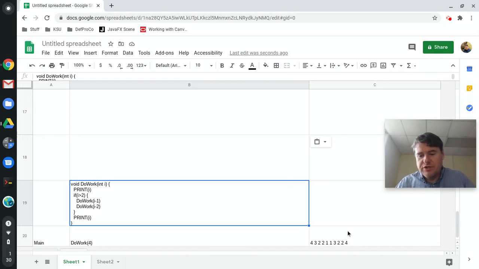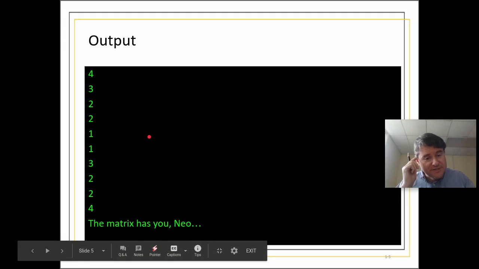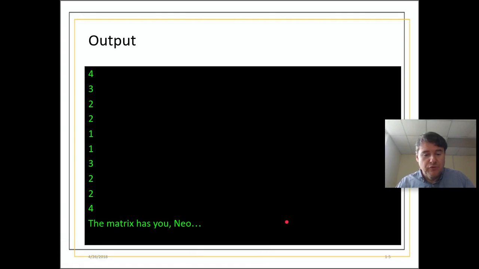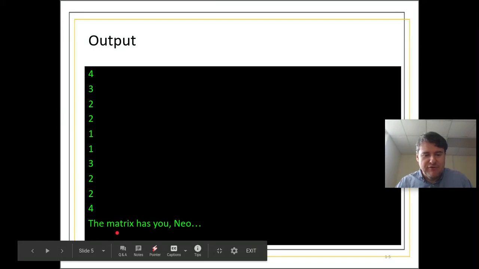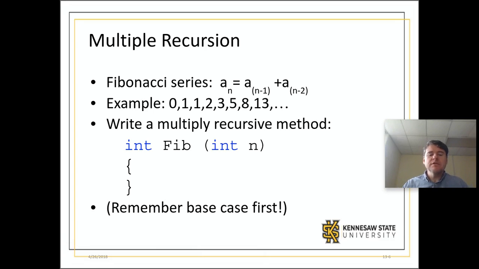All right, so 4, 3, 2, 2, 1. If we go on to our next slide, 4, 3, 2, 2, 1, 1, 3, 2, 2, 4. Yay, we got the right answer. And then, of course, we have a very clever slide, the matrix has Unio. Somebody was having a lot of fun writing this slide. All right, so that is how you would go about tracing something. Let's talk about how you would go about writing something.